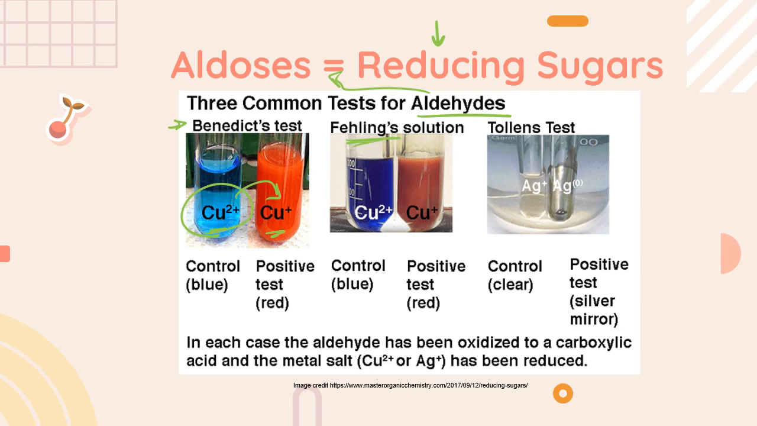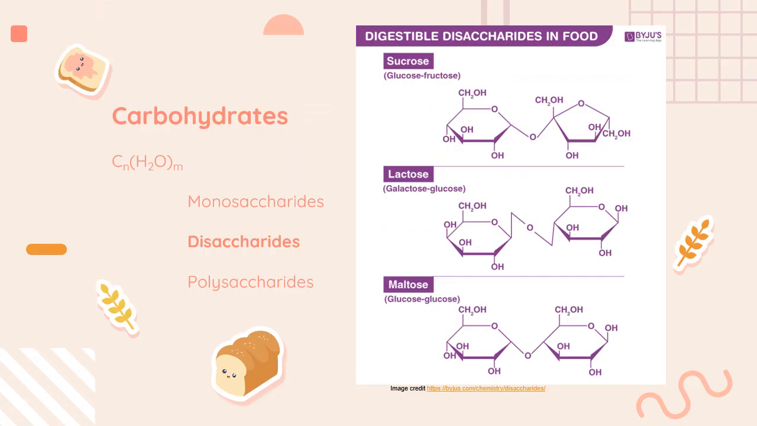Fehling's is super similar. We're going to take this copper and it's going to be reduced down to a copper +1 because the sugar will be oxidized. And then one last one, Tollens, is super similar except it's silver instead of copper. And then we end up with this super pretty silvery mirror stuff going on inside of our test tube. Again, because the sugar has been oxidized and this metal, the silver, has gone from +1 reduced down to a 0.